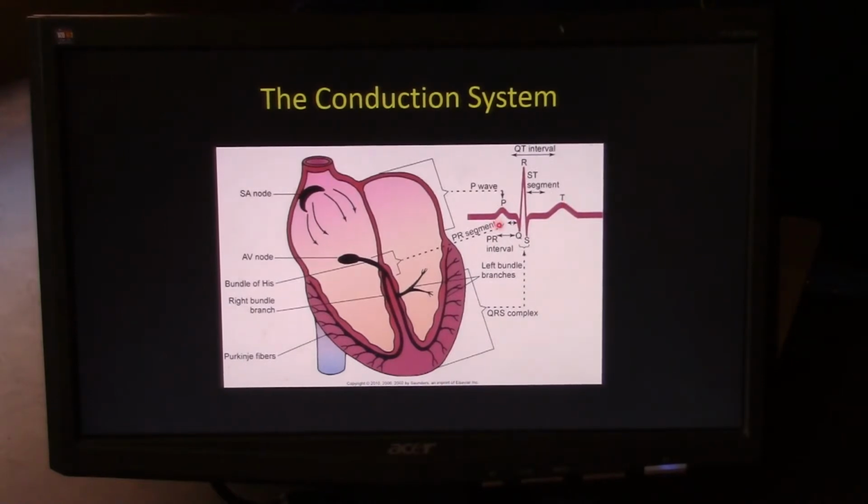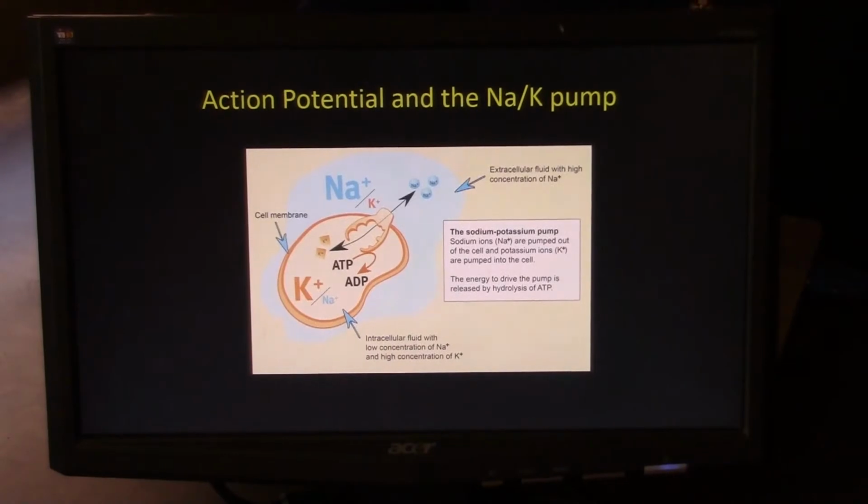Now, once you have depolarization, the atria should contract and empty blood into the ventricles. When you get ventricular depolarization, what follows that should be ventricular contraction. And this is in the normal heart and in a normal state.